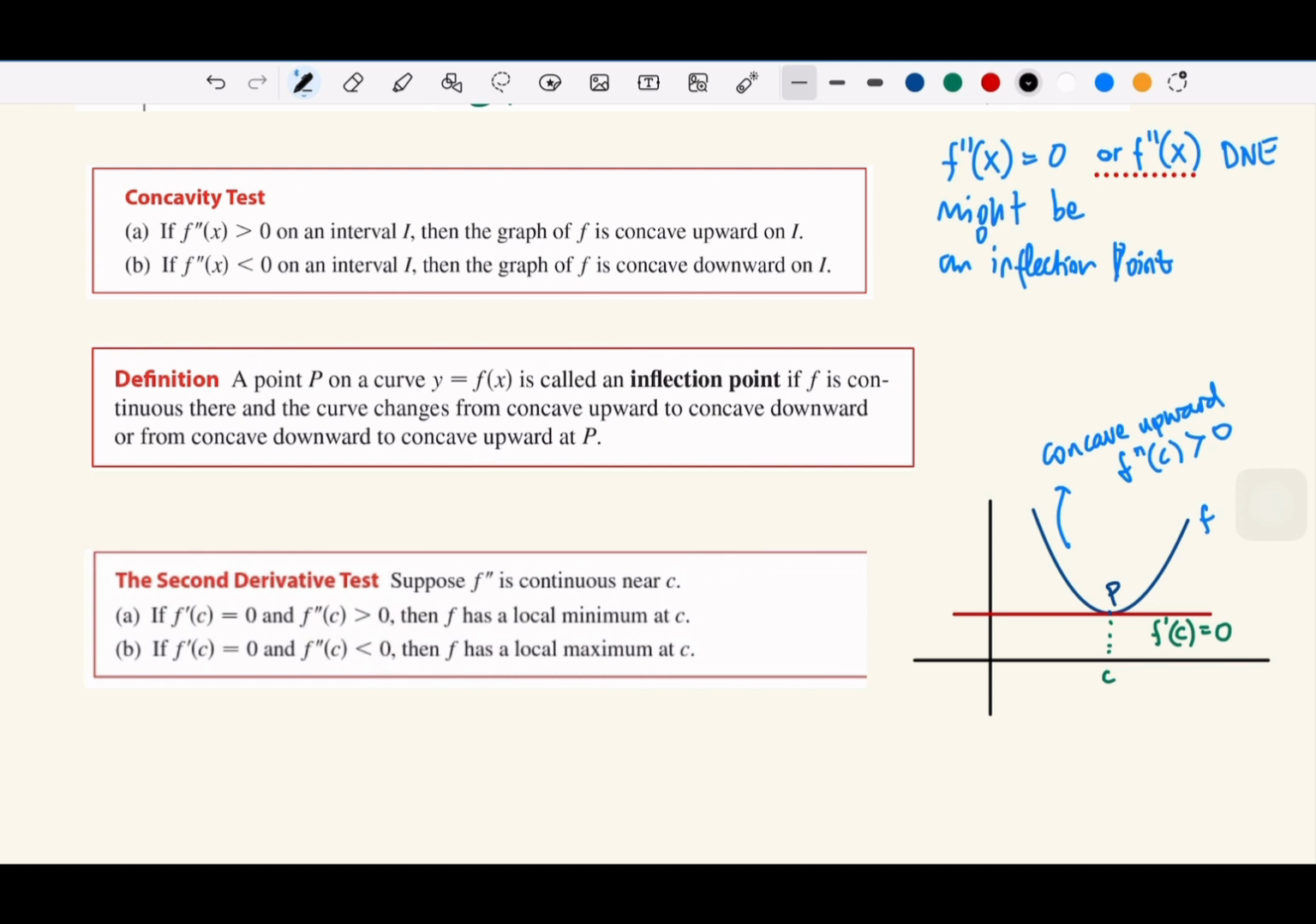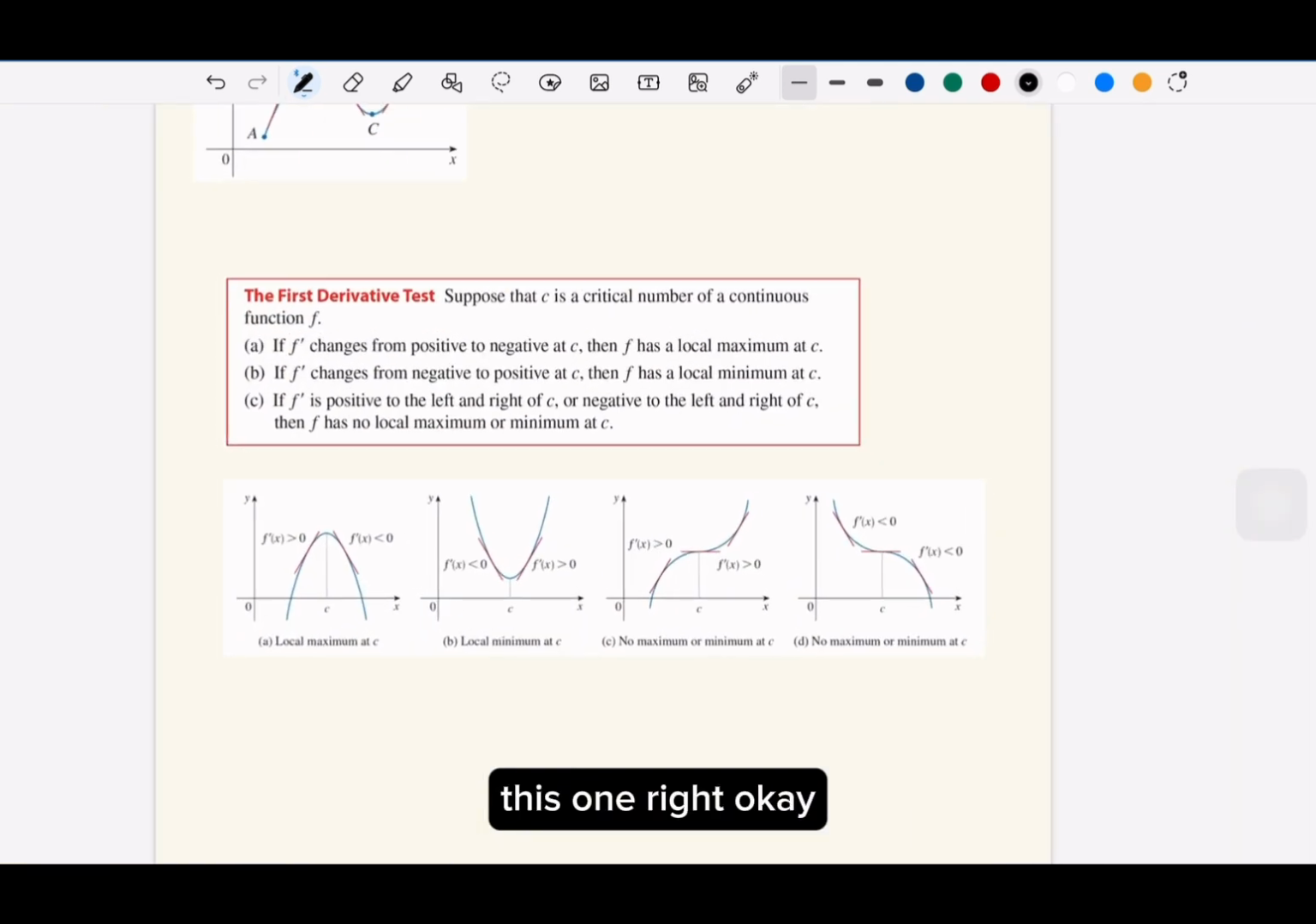Can we go back to the first derivative test? I have not taken it before. Oh, okay. This one, right? Yeah, that one. Okay.